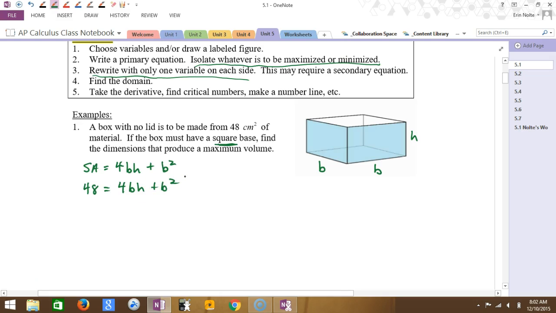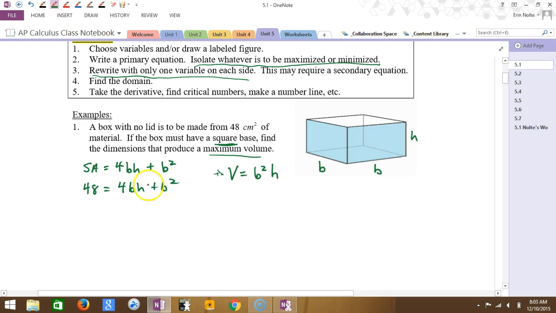Then the second part is we're going to come up with the second equation to maximize volume. The volume of this particular shape would be base times base times height, so base squared times height. Since we're asked to maximize the volume, we're going to use this volume equation, but we're going to use the second equation to rewrite it in terms of one single variable. It doesn't matter which of the two variables I choose. I'm going to choose the easier one to solve for, which is going to be h.